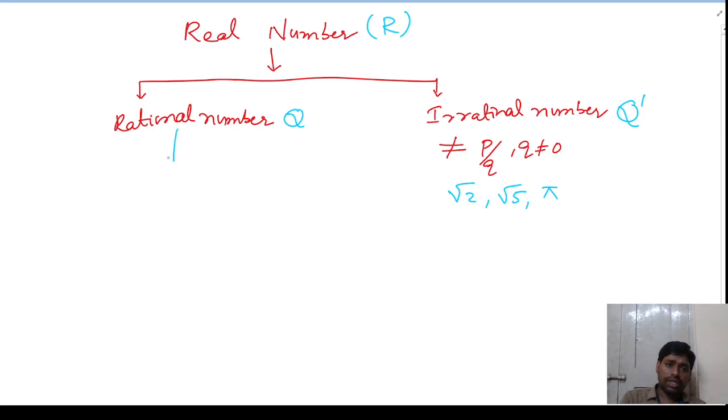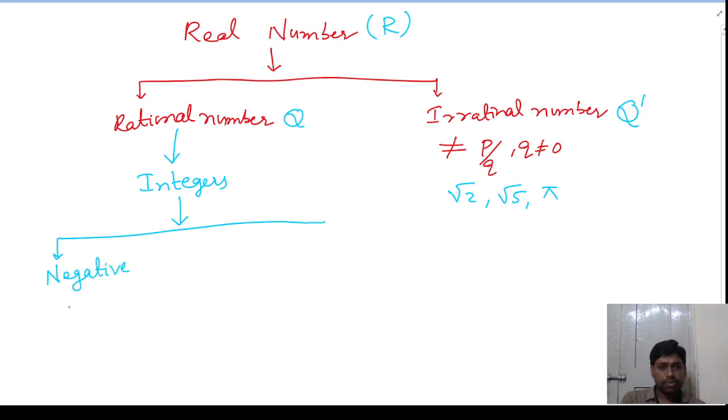So in real numbers we have another set of numbers called integers. In integers we again have two types: one is negative numbers, and another one is positive numbers. Sorry, whole numbers we can say. Whole numbers.